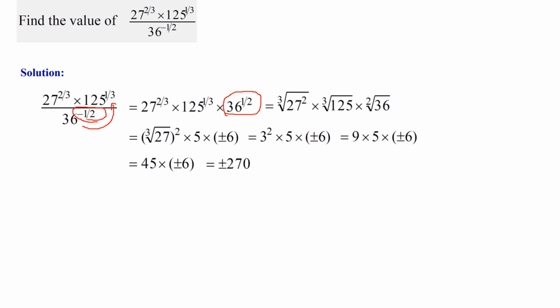Then apply the rule. So the first term will become cube root of 27 power 2. And the second one will be cube root of 125. And this will be square root of 36. And by the way, this 27 squared will give you a big number, so keep the power outside the root. So cube root of 27 is 3. 3 squared will be 9. And cube root of 125 is 5. And square root of 36 is 6. So when you multiply them, you will get 270.